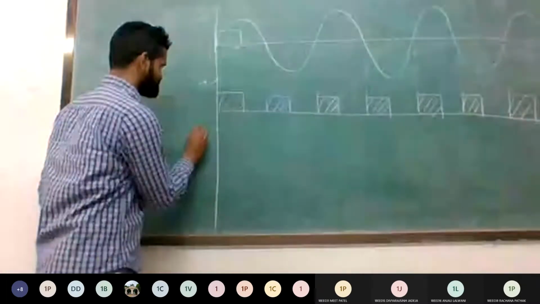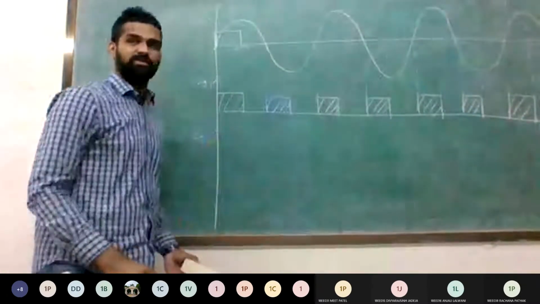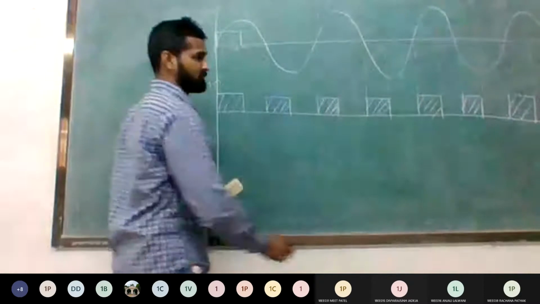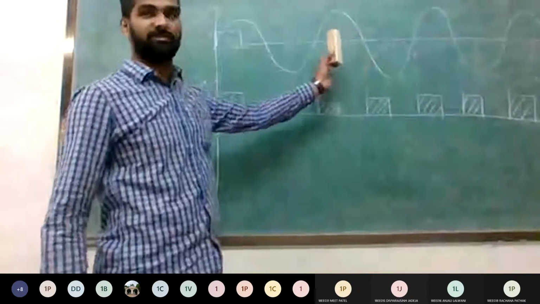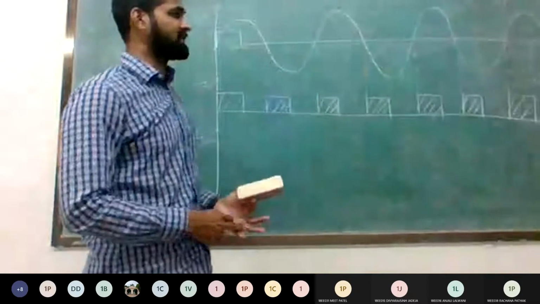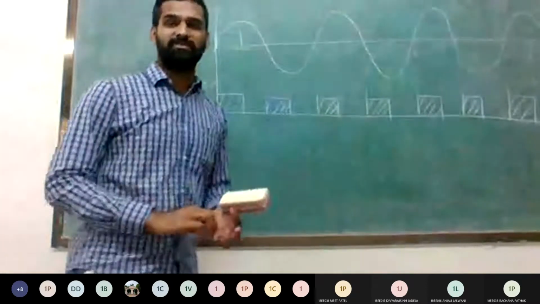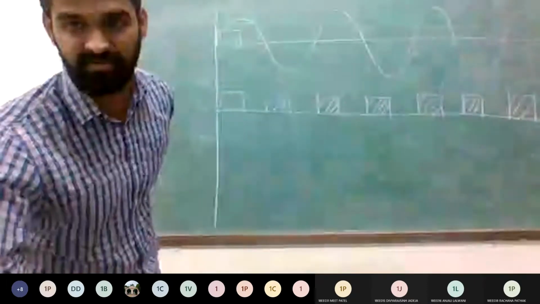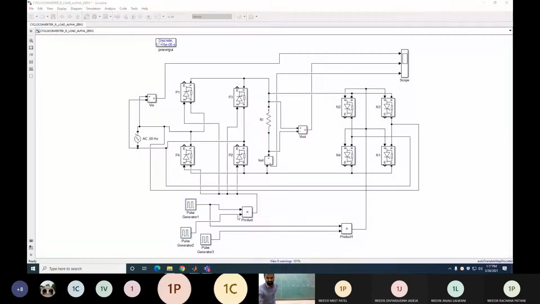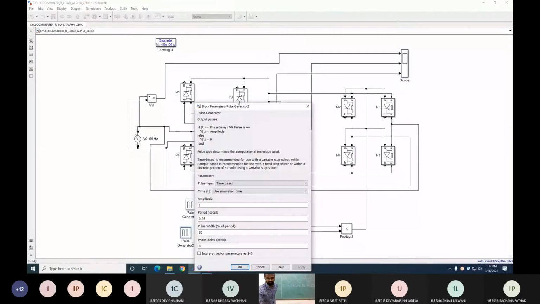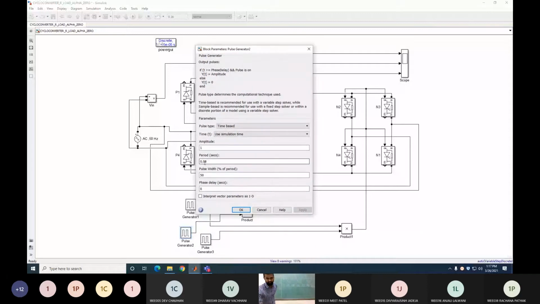Here, in the second pulse generator, IG2, we take the period of 4 cycles. Here we already draw the 4 cycle of the supply. So in that 4 cycle, we provide the pulse with 50%. Now let's check this in the simulation again. Pulse generator number 2, you can see here, period is 80 milliseconds. It means this is a period of 4 cycles.